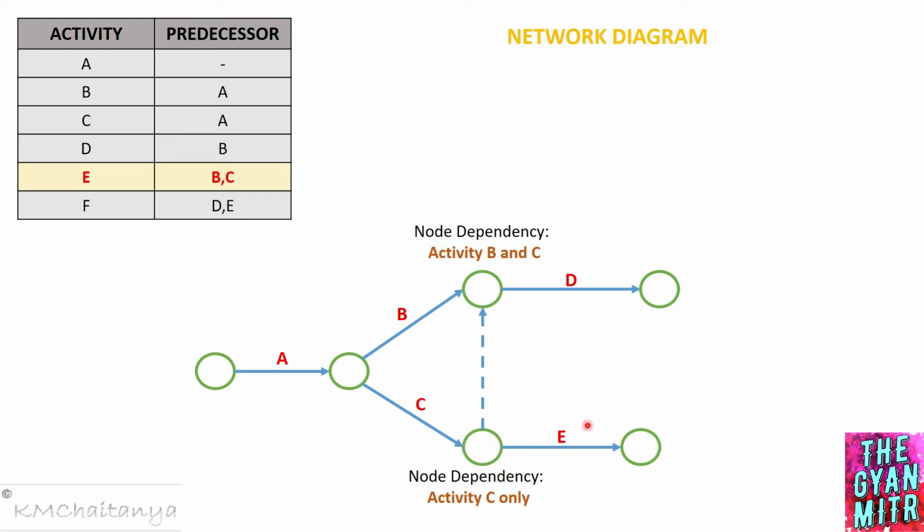Right? So now which one is the correct option? If you look at the table, for activity D we only have B as the predecessor, right? To draw activity D, only B should be the predecessor, whereas to draw activity E, both B and C should be the predecessor. So we are going to have our dummy from B to C. What is happening? At this node we have only activity B, and at this node we have activity B through the dummy as well as activity C.